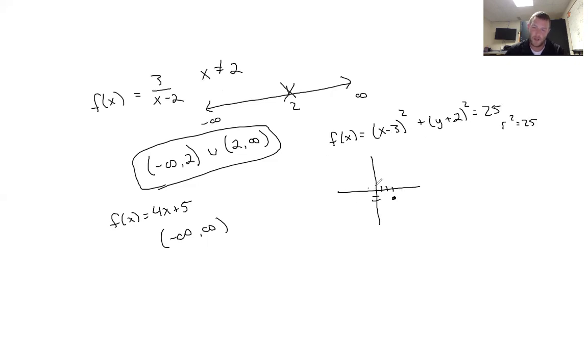So I go up 5: 1, 2, 3, 4, 5. Right 5: 1, 2, 3, 4, 5. Down 5: 1, 2, 3, 4, 5. Left 5: 1, 2, 3, 4, 5. And you draw the circle.